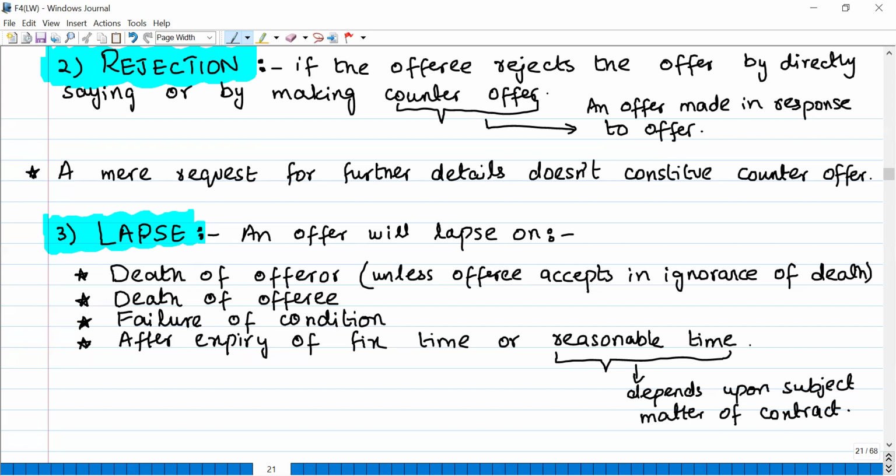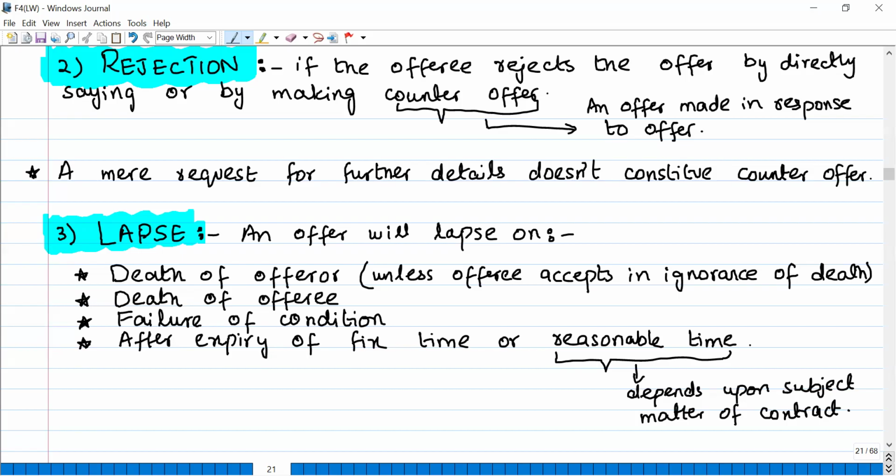The last way is lapse. Lapse means the offer expires. How does the offer lapse? Death of the offerer. The party who made an offer died. Unless the offeree accepts in ignorance of the death, it is a very important point. For example, if person A made an offer to person B of selling something, and person A, the offerer, died, but B is not aware of that, and in ignorance, he is not aware that the offerer has died, and he accepted the contract. He sent the letter of acceptance.